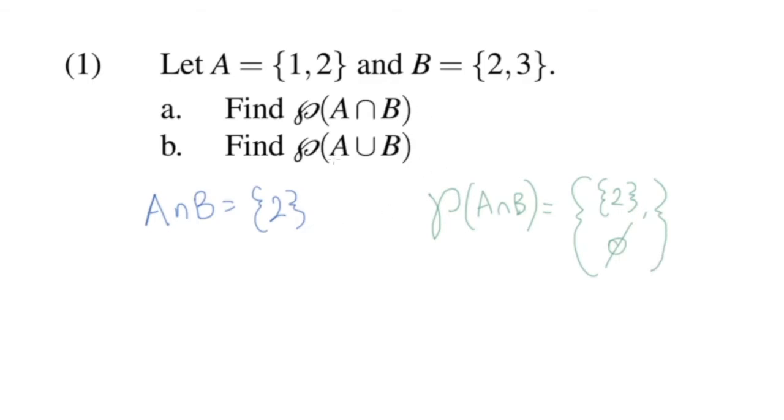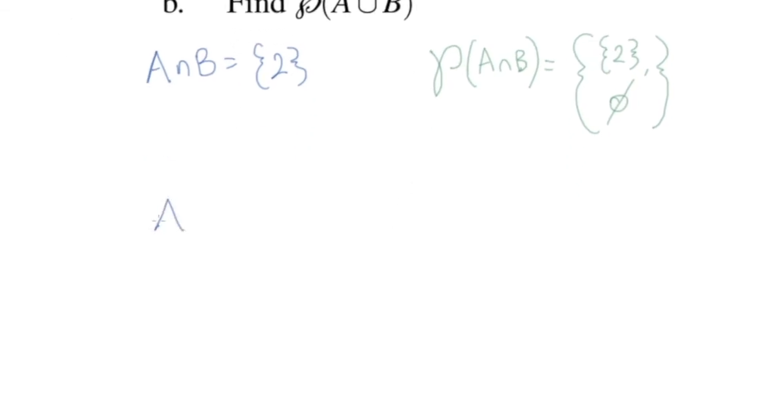So here in this instance, we have what's called a singleton set, a set with just 1 member in it. The power set ends up just containing 2 members, the set itself and the empty set. Okay, let's look at the next one.